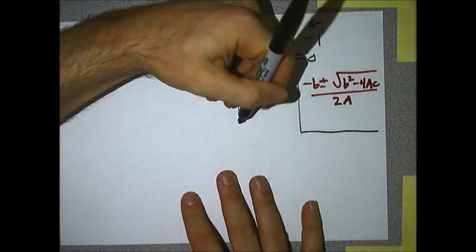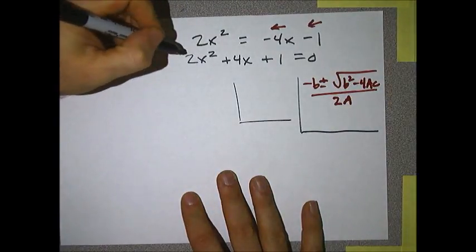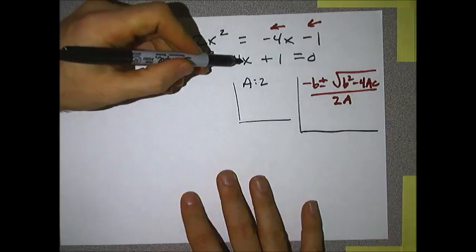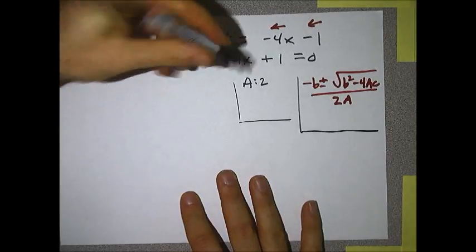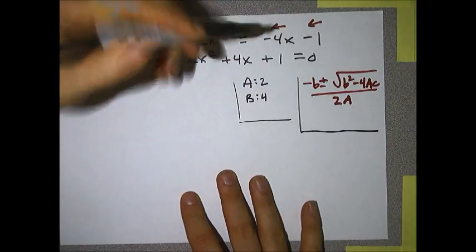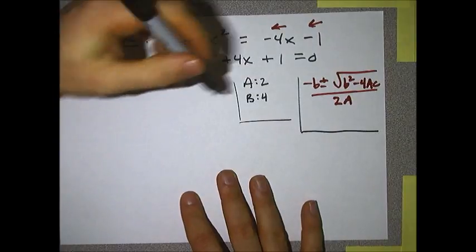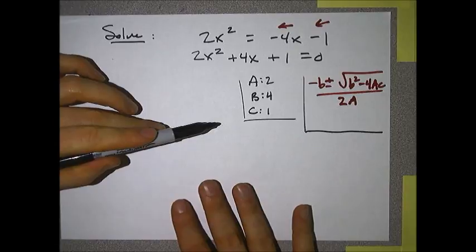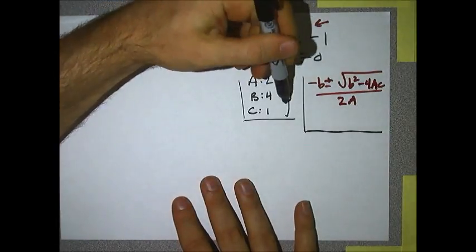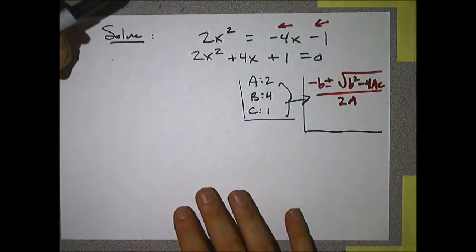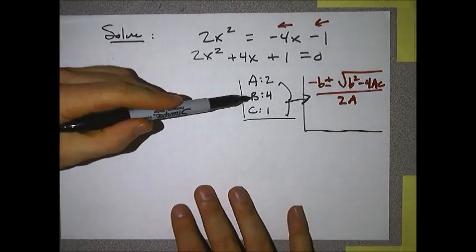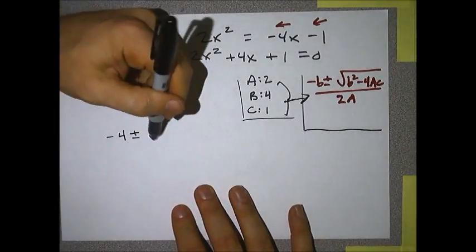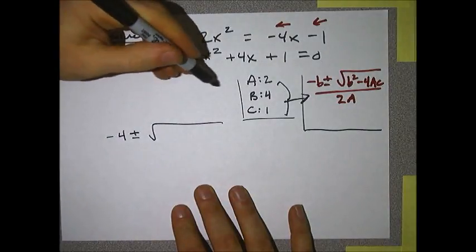So the number in front of the squared thing, in this case 2, is our a. The number in front of the x thing, in this case 4, is my b. And the number by itself, in this case, is my c, 1. So now I have an a, a b, and a c, and we're going to plug all these into the quadratic formula. So negative b is negative 4 plus or minus the square root of b squared.